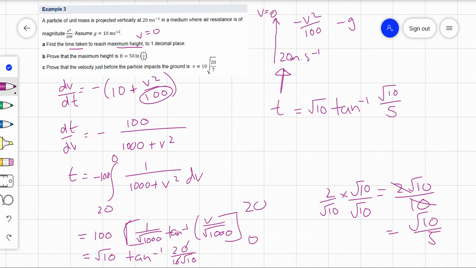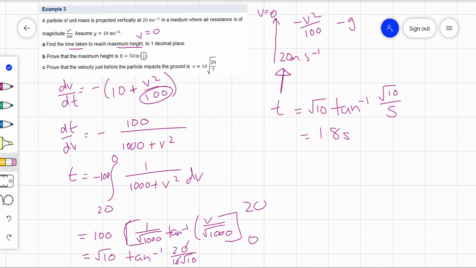If you put that in your calculator, we get 1.8 seconds. You don't have to make it look nice, you don't have to rationalize the denominator, you could find it straight away. It says to 1 decimal place. I just didn't read the question. Alright, so that's to 1 decimal place, that's the time taken.